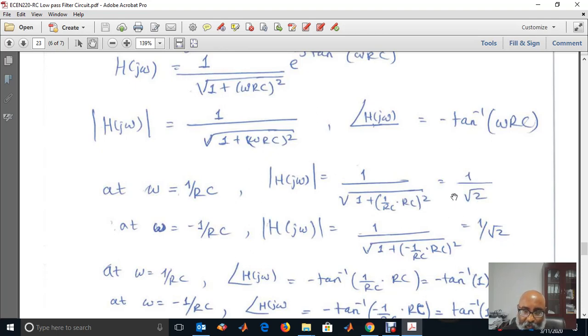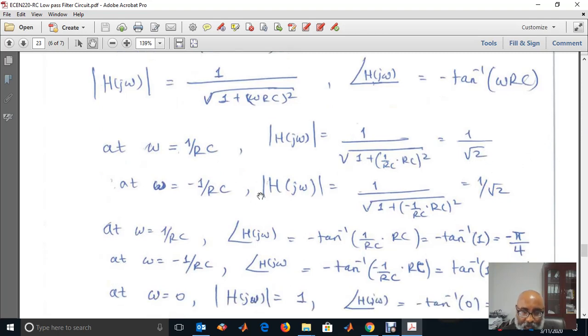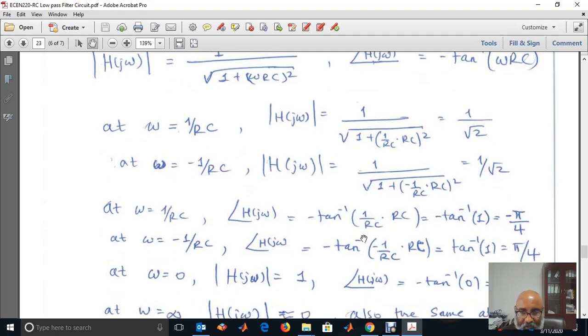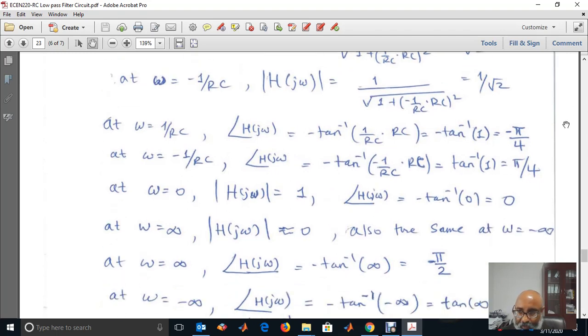At omega 0, the magnitude is 1. So the value at omega equal to 1 over RC is 1 over the square root of 2 times the value at omega equal to 0. That's why it is called the cutoff frequency. At omega equal to negative 1 over RC, it is the same, 1 over radical 2. And at omega 1 over RC, what is the phase? It is minus tan inverse of 1, which is minus 45 degrees. And at omega negative 1 over RC, it is positive 45, which is pi over 4.